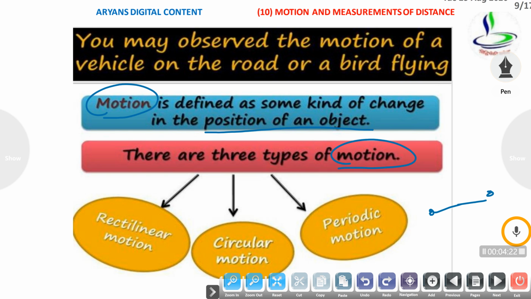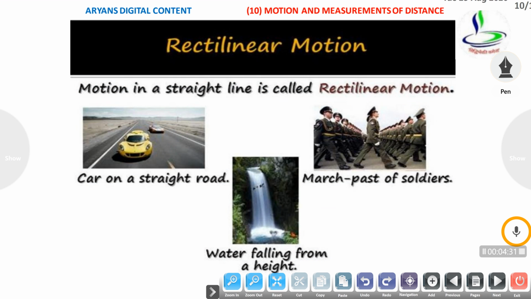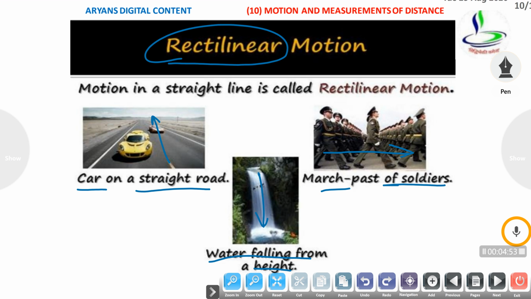There are three types of motion. The first one is rectilinear motion, second circular motion, and third periodic motion. Let's discuss these one by one. The first one is rectilinear motion, for example a car on a straight road. This will move in a straight line. Water falling from a height. This motion is in a straight line. March past of soldiers, this is also in a straight line. So these are rectilinear motion.